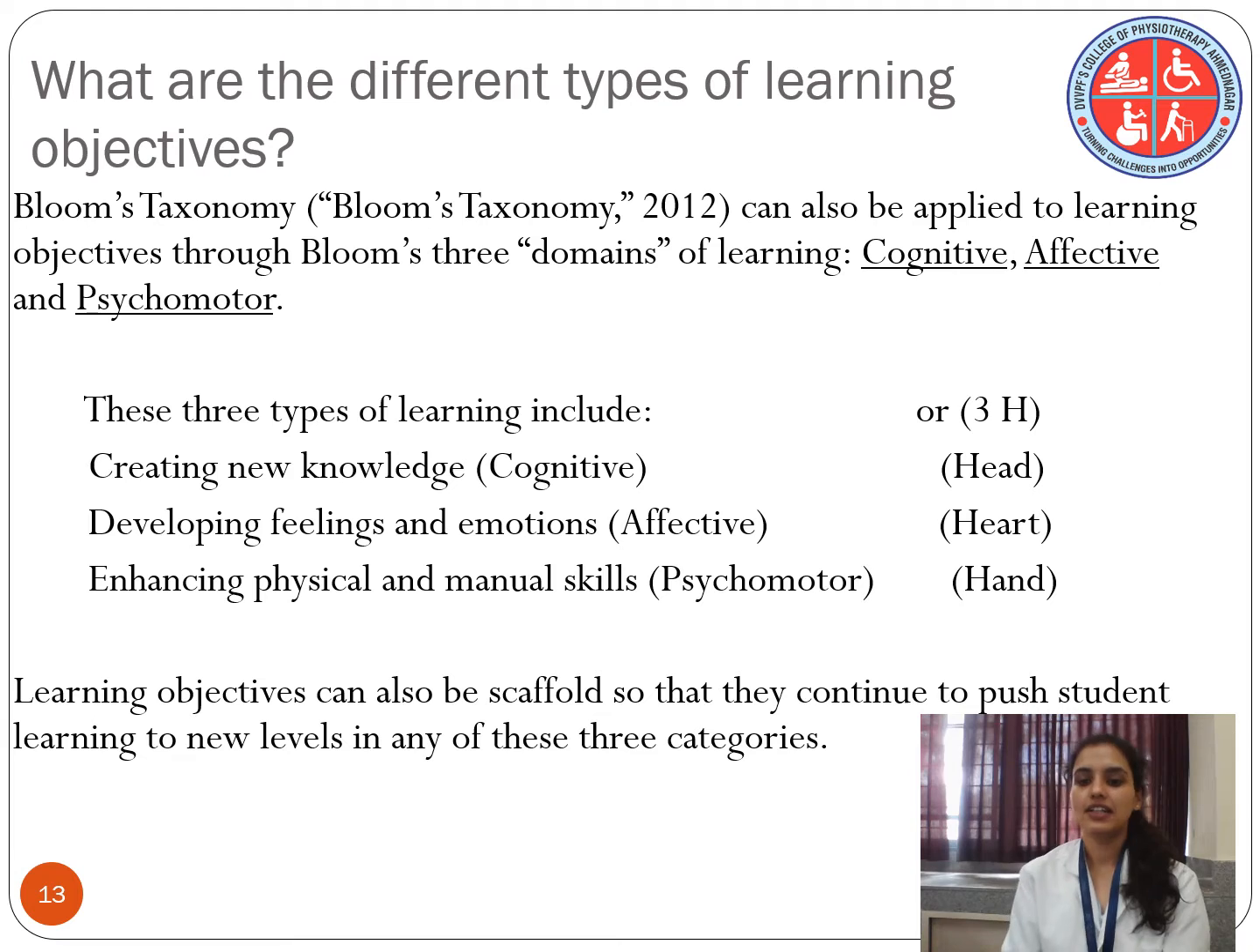Then we will see the different types of learning objectives. There are mainly two types on the basis of which we can write the learning objectives. First is Bloom's taxonomy and second is Miller's pyramid. So what is Bloom's taxonomy? There are three main domains of Bloom's taxonomy: first is cognitive, then affective and the psychomotor.